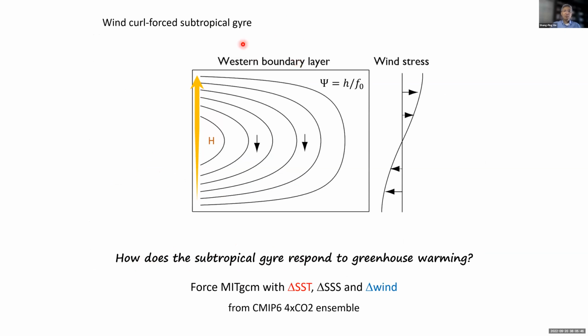So let me briefly explain why that's the case. This is a box model of the Stommel solution and Western boundary current. So the subtropical gyre is known to be driven by the wind curl between the subtropical trades and mid-latitude westerlies. So how is the subtropical circulation going to respond to a surface warming?